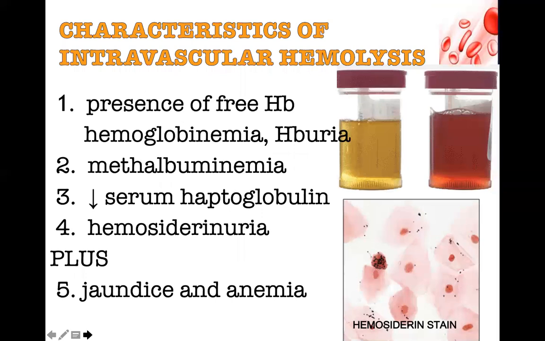So what do we see in the specimen? Presence of free hemoglobin. There could be hemoglobin in the blood or hemoglobin in the urine. There would be methemalbuminemia and decreased serum haptoglobin. And then there could also be hemosiderin in the urine, of course, plus there would be jaundice and anemia. Pallor as well as yellow discoloration of the skin and the sclera.